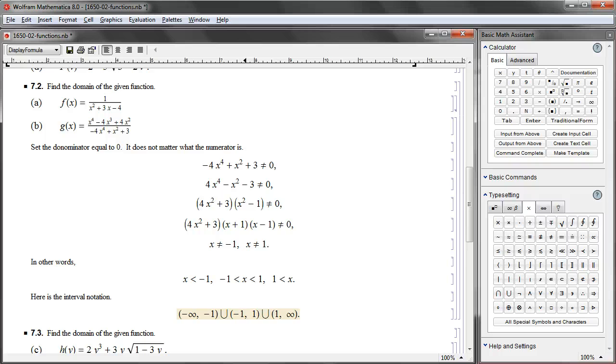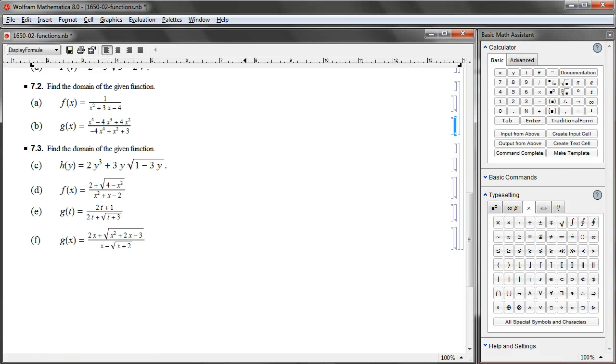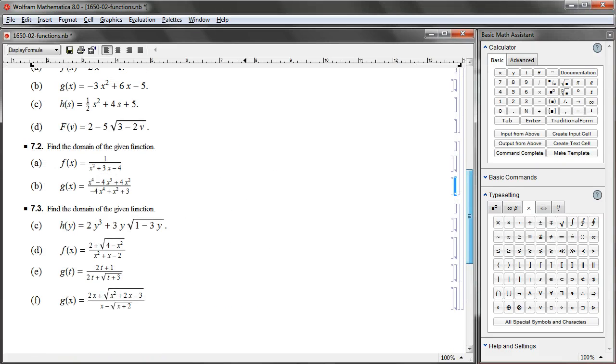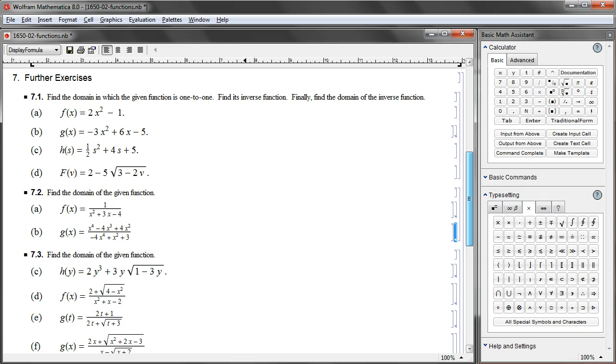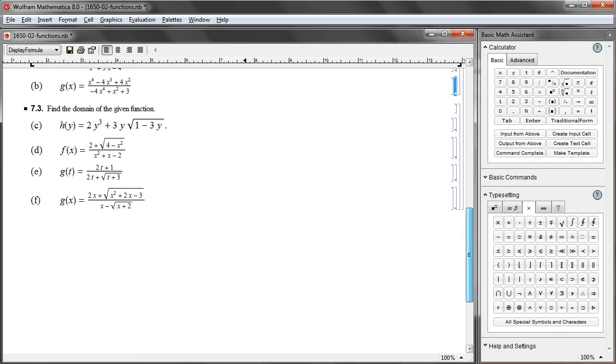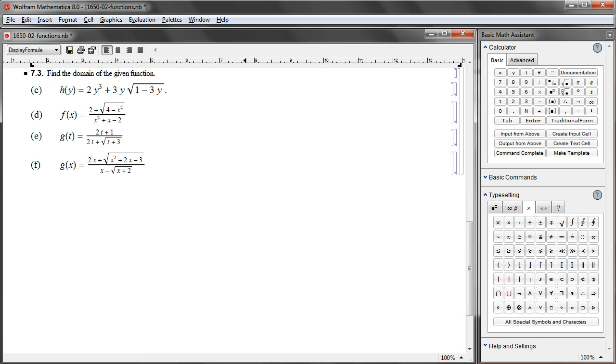Okay, those were relatively easy. All you have to do is set up the denominator equal to 0, and those are okay. I'm not overdoing anything. Okay, maybe 7.1 example were. Okay, let's talk about 7.3 examples. Now I have to be really careful not to overdo this.